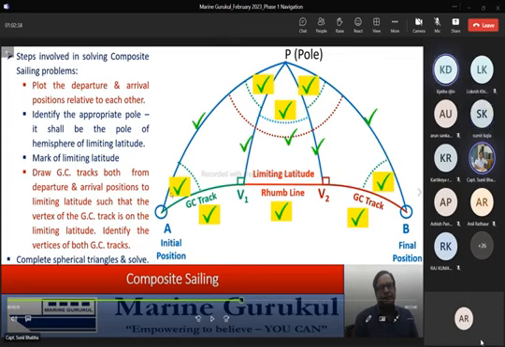So we'll be using a right-angled spherical triangle, right, in the Napier rules. That's right, beta. These are right-angled spherical triangles. Perfect. Great, beta. Shall we move ahead now?